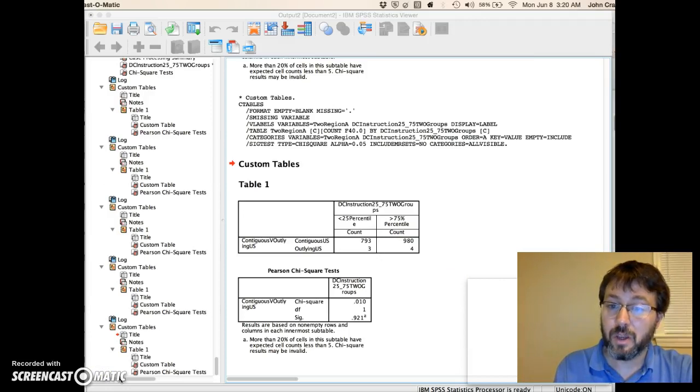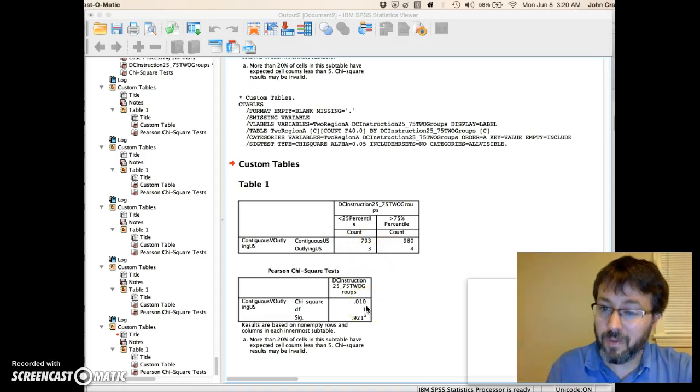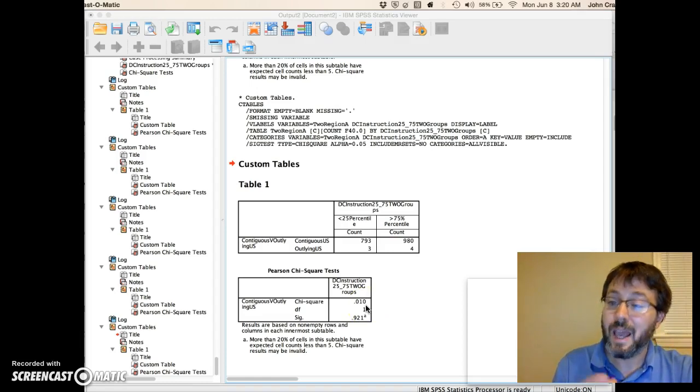no relationship. So practically, it suggests that there is a very strong relationship between whether or not a facility is inside the contiguous United States or not, and whether or not they give discharge instructions greater than 75th percentile or less than 25th percentile. But we know that even though that's how we would interpret the p-value, that we cannot use the chi-square test in this situation.